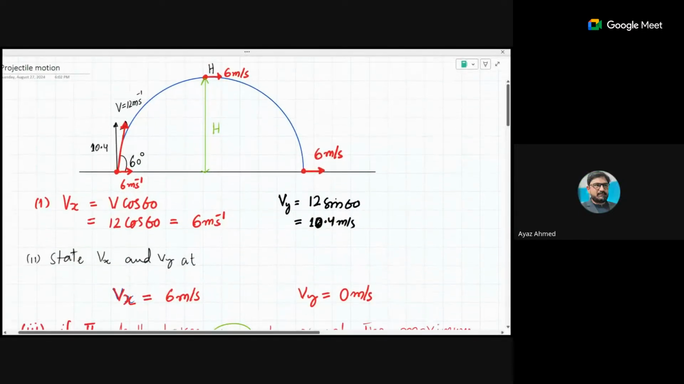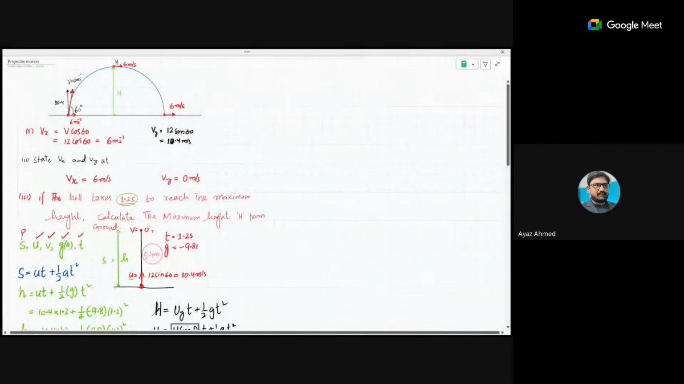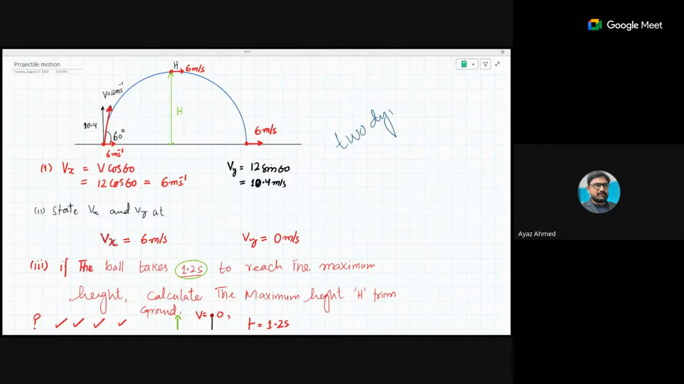Okay. So here this topic is basically projectile motion. When we talk about projectile motion, it is the motion of an object in two dimensions. Usually we call it a two-dimensional motion. Two-dimensional means that a body moves forward as well as in the upward or downward direction.